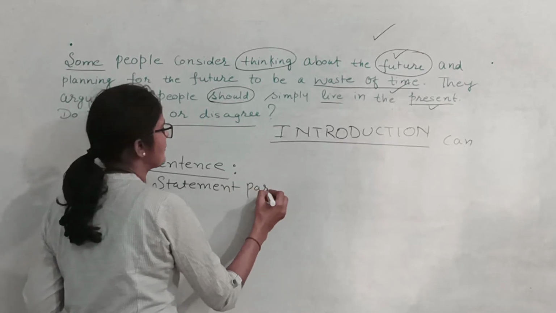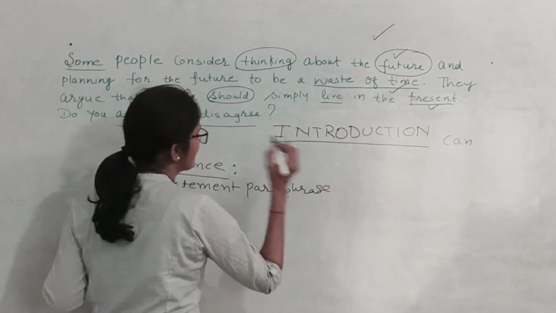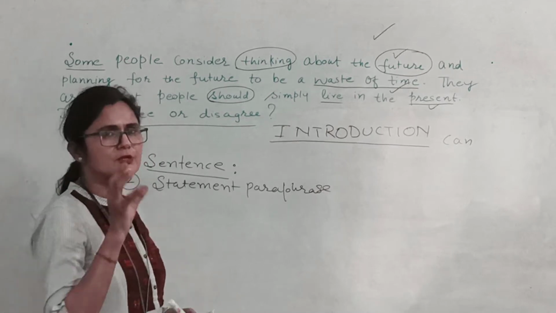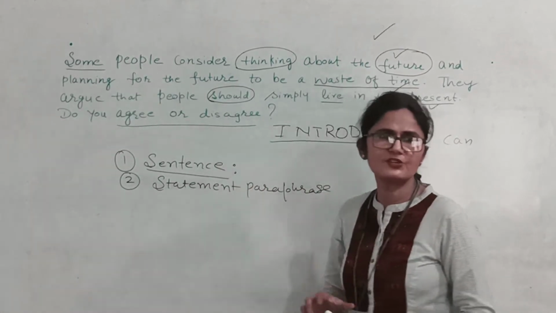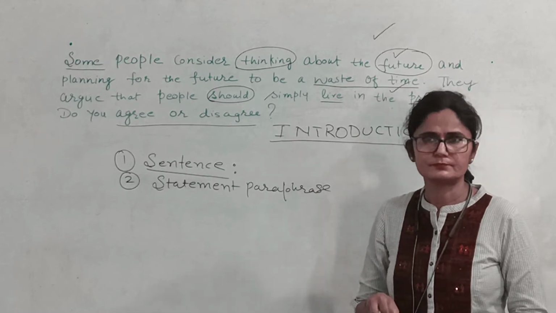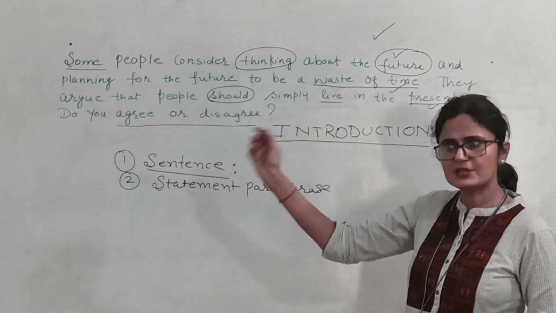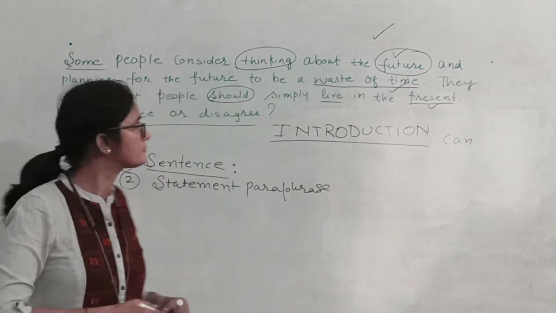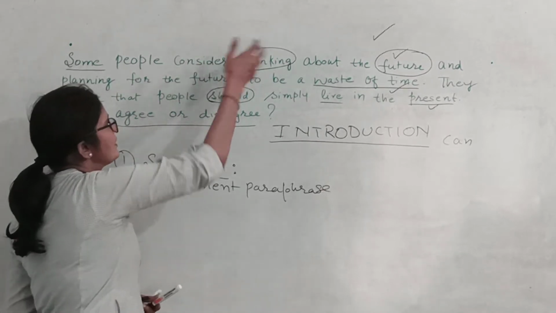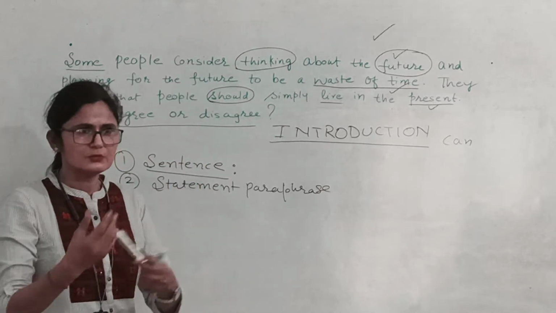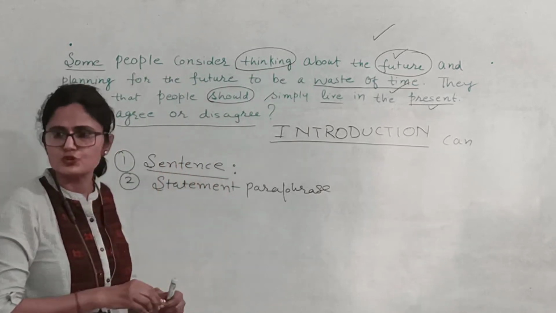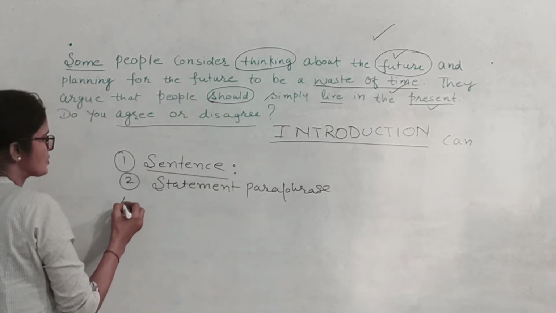Statement paraphrase. Again, many students do not have the grammar knowledge properly, though they have the ideas properly. To those students I would like to say that if you are not able to paraphrase the statement, then use synonyms. Use synonyms and write the statement. For example, here, you can say many people consider thinking about the future, feel about the future, and planning for the future. So I can start my essay introduction from here.